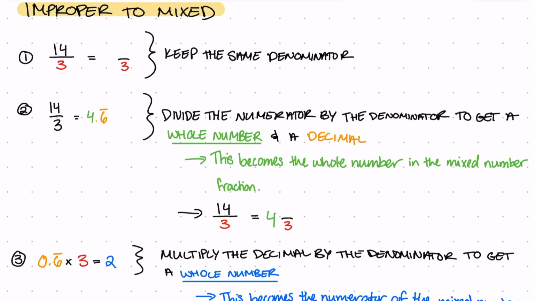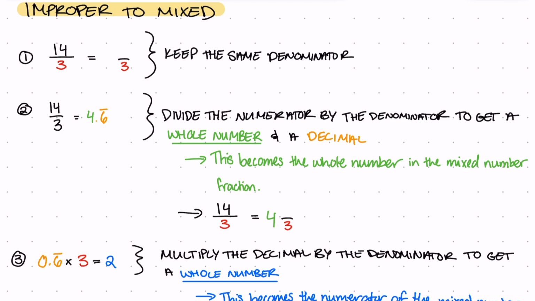Now going from improper to mixed is a bit more difficult, but it's not too bad. So all you're going to do is keep the denominator the same. Then you're going to divide the numerator by the denominator to get a whole number and a decimal. So this decimal represents your remainder. So this becomes the whole number in your mixed number fraction.